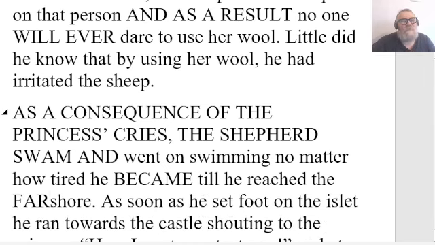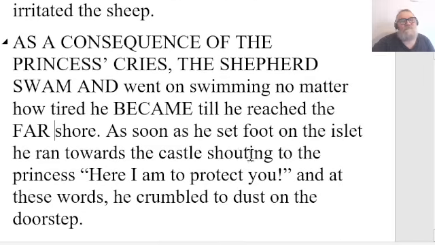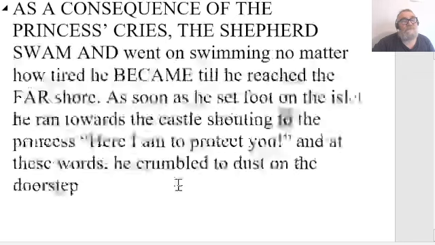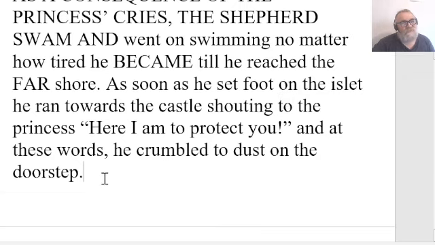Far shore. As soon as he set foot on the islet, he ran towards the castle, shouting to the princess. Good, not shouting at, shouting to. Here I am to protect you. And at these words, he crumbled to dust on the doorstep. Well done, you worked it in.